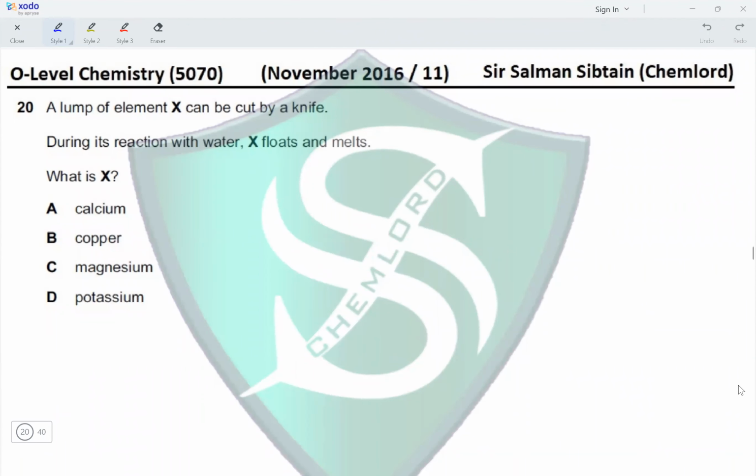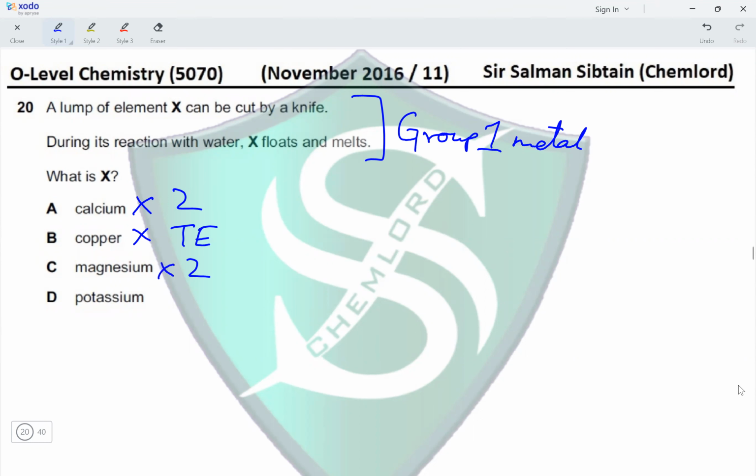Question 20. A lump of element X can be cut by a knife. It's a soft metal. During its reaction with water, X floats and melts. So this is a group 1 metal. What is X? Calcium. Calcium belongs to group 2. Copper. Copper belongs to the transition elements. Magnesium again belongs to group 2. Potassium belongs to group 1. Therefore, the correct option for this question is option D.